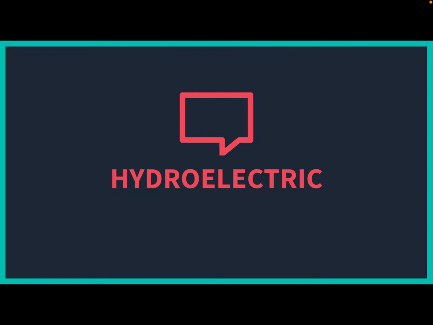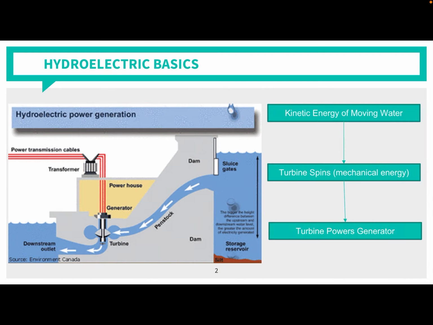This is going to cover hydroelectric energy production. So the basics of hydroelectric is that we use the kinetic energy of moving water to spin some turbines here to generate mechanical energy. These turbines then power a generator, which gives us the power to our homes. Overall, pretty simple.